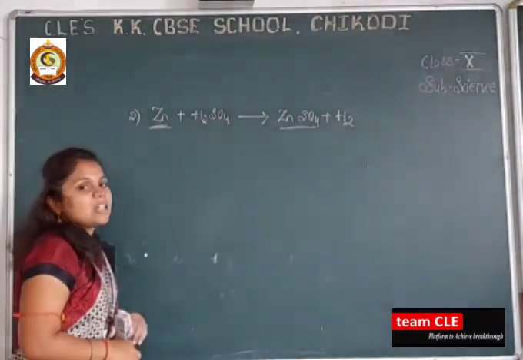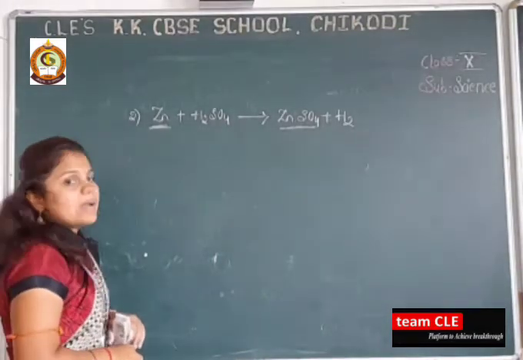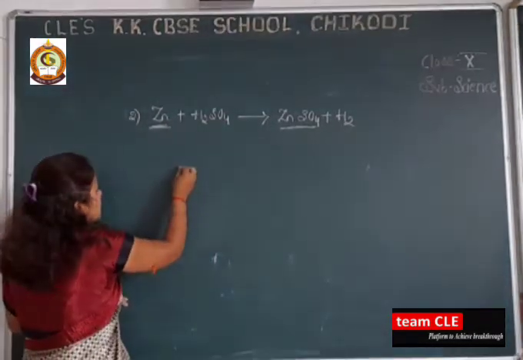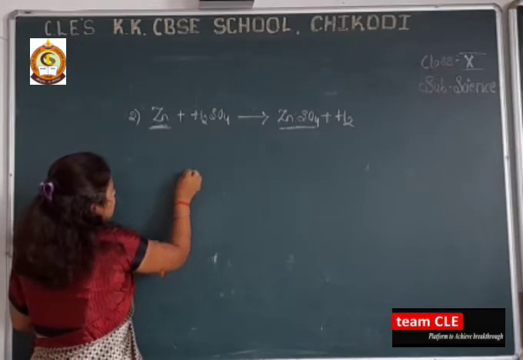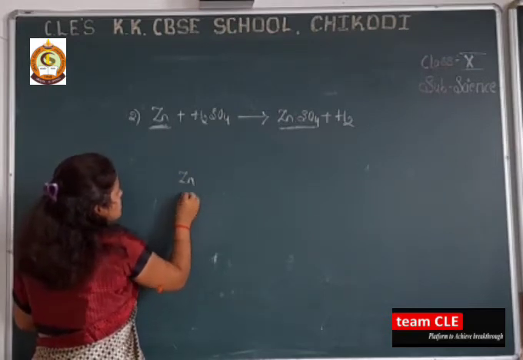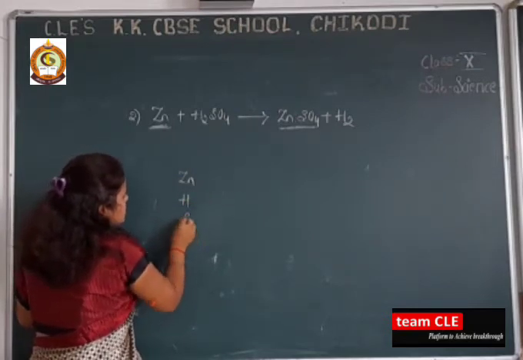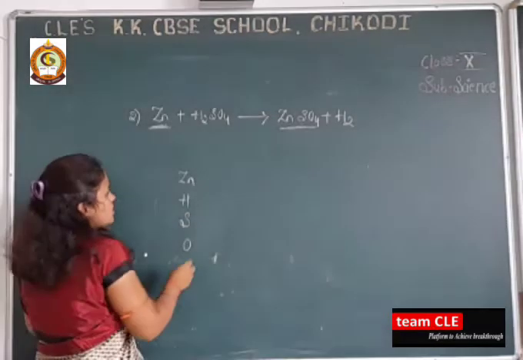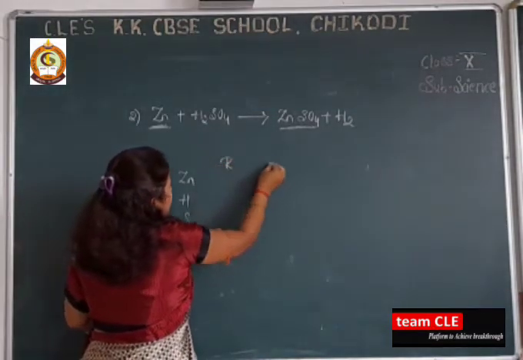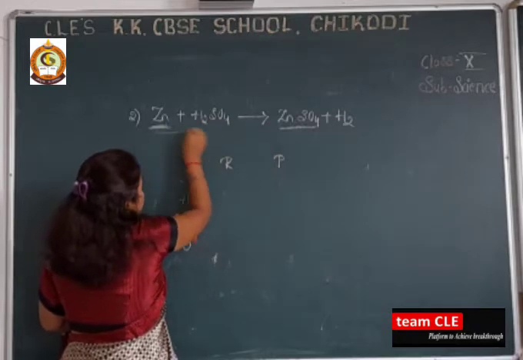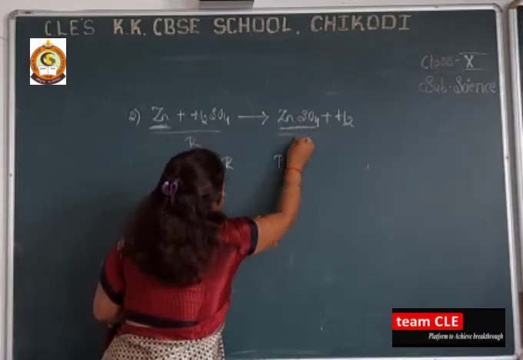Now just check whether the equation is balanced or not. Okay, so here just collect the elements, that is Zn, next is hydrogen, next is sulfur, and last one is oxygen. Write the reactant form and write the product form. So this is our reactant and this is our product.